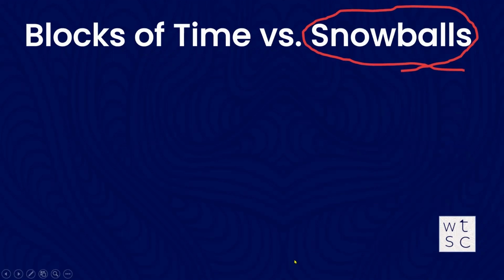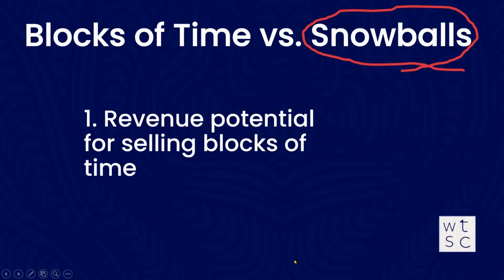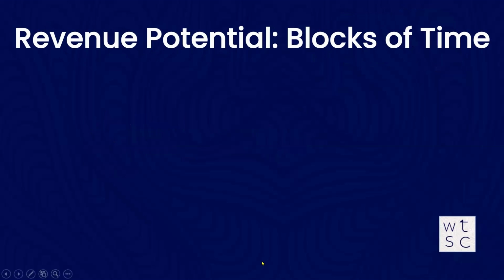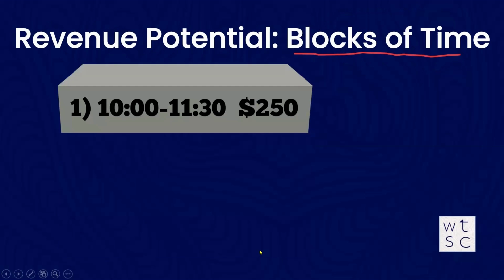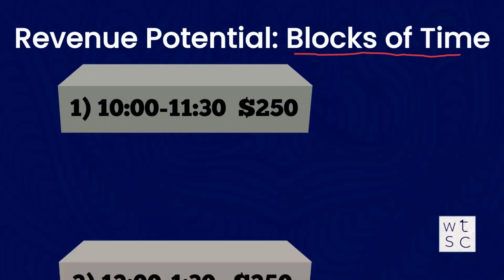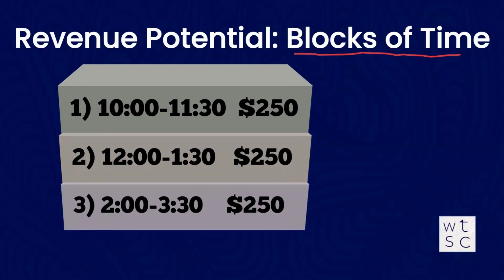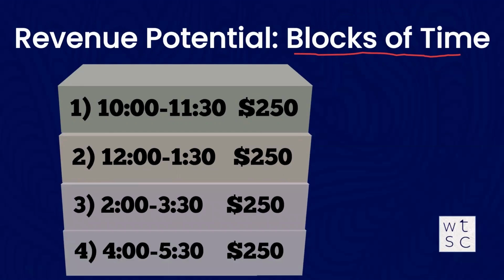Blocks of time versus snowballs. The number one thing we're going to talk about is the revenue potential for selling blocks of time. So suppose in your studio, you are looking at birthday parties as simply renting out your space for an hour and a half. So let's see what that revenue potential is if you are simply renting out blocks of time. So let's say you have a 10 o'clock time slot, a 12 o'clock, a 2 o'clock, and a 4 o'clock. So let's say you book all of those time slots on a Saturday at $250 per party.